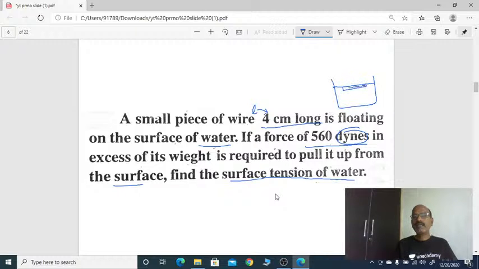See, it is on the surface of water. A 4 centimeter wire is floating. Right? So how much force is required to pull it up? The force required to pull it up is 560 dyne. Then what is the surface tension of the water? Right? So we know the contact length of the solid with the liquid surface. Here the piece of wire 4 centimeter long is floating on the surface of water. Then what is the contact length of this wire?